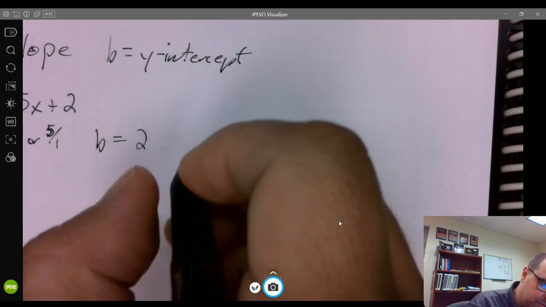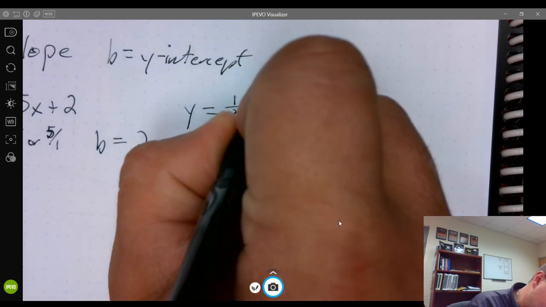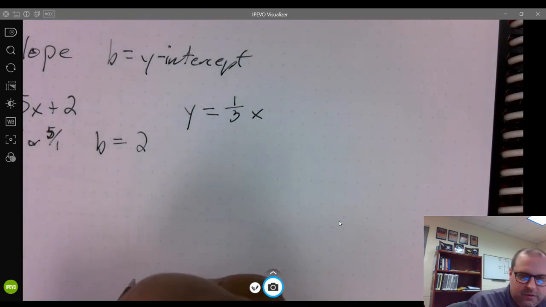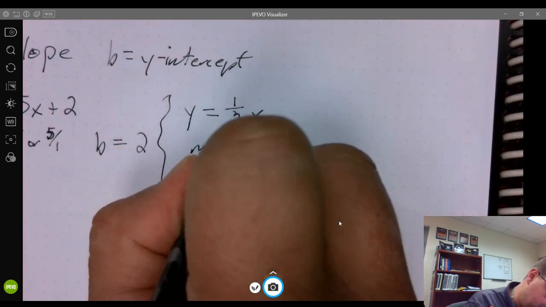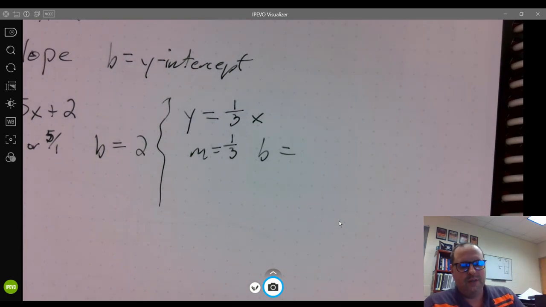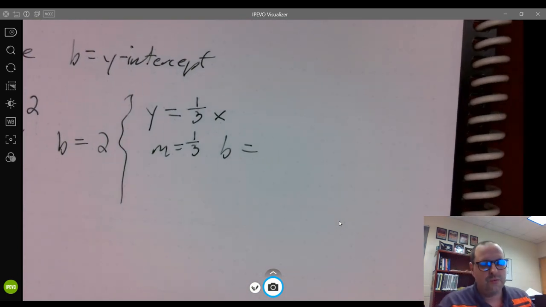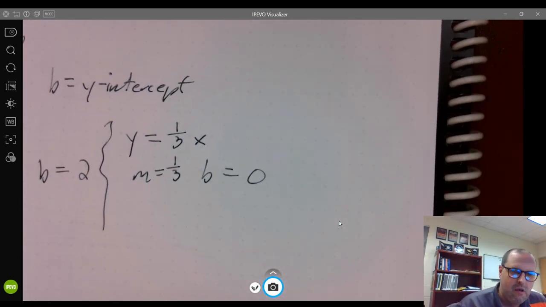Okay? Slope could also be just something like y equals 1/3 x. You're thinking, well, there's no plus anything else there. Well, your slope is 1/3. Your y-intercept, some people will be like, well, there is no y-intercept. No, there is. We just didn't write it. It's 0. So your y-intercept there is 0.